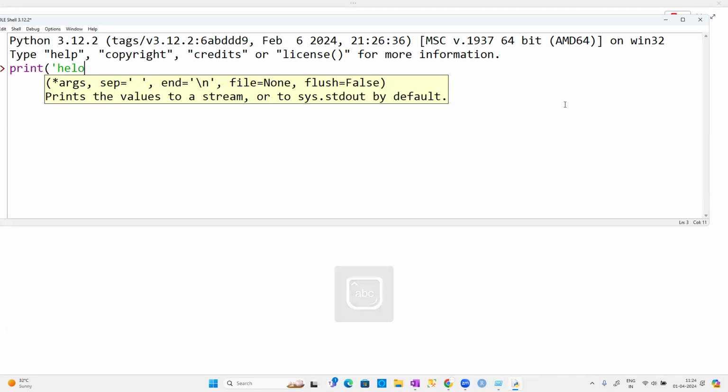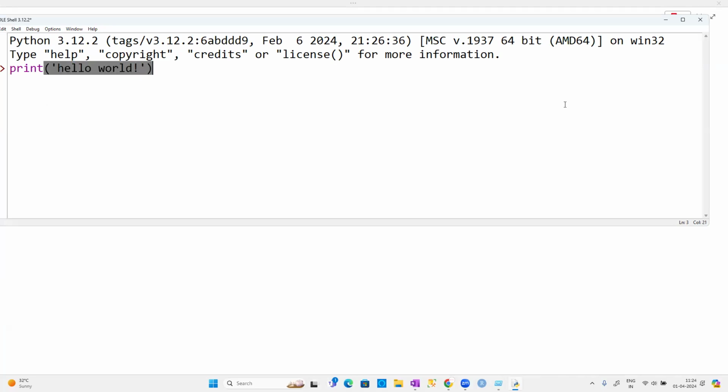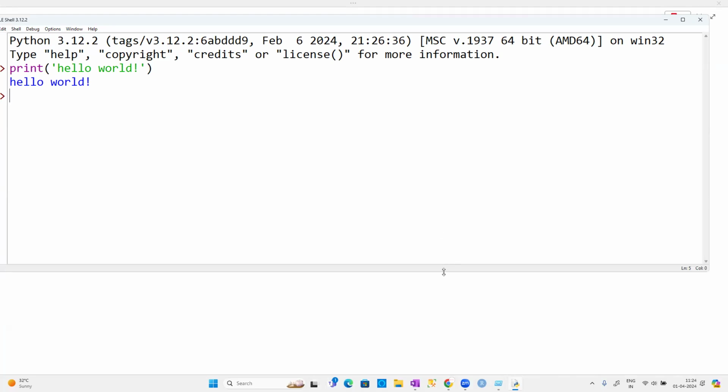Print, and you can simply write hello world. That's it, guys. You need not write any other program. Directly, it is going to be a console based application. Whatever you want to write, we can just write it down there only. No need to do anything, guys.